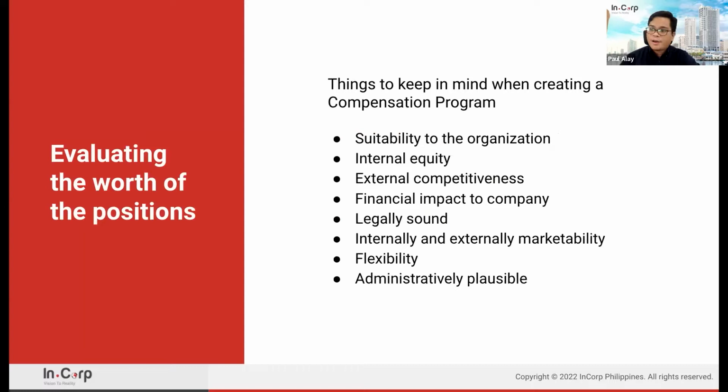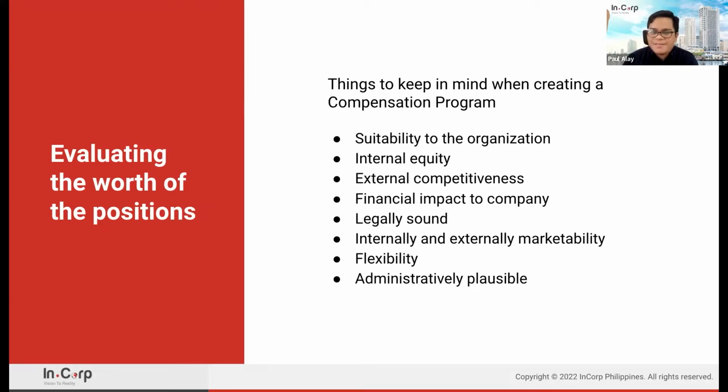For companies that are trying to create a compensation program, or those who are revising their compensation and rewards program, we should all keep these things in mind. Number one, the suitability of our compensation program to the organization. Of course, internal equity, meaning won't we have any problems if, let's say, we increase the pay for a certain position while not doing anything for another position? So there should be equity within.